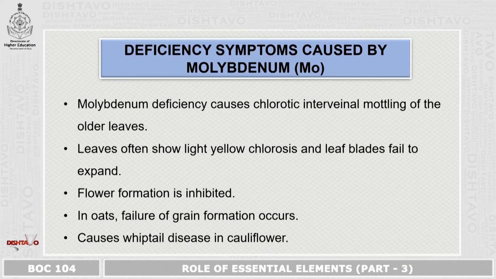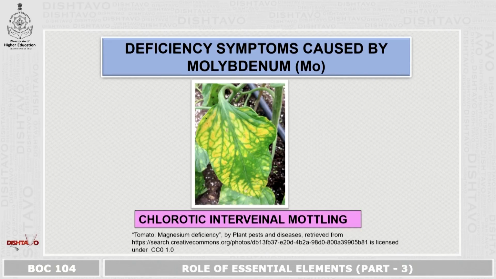Then it causes whiptail disease in cauliflower. Whiptail disease occurs because the lamina of the cauliflower leaves gets suppressed. The lamina doesn't grow properly to its full size and lamina formation is suppressed. Hence we can see a whiptail-like appearance, and that's why this disease is called whiptail disease in cauliflower.